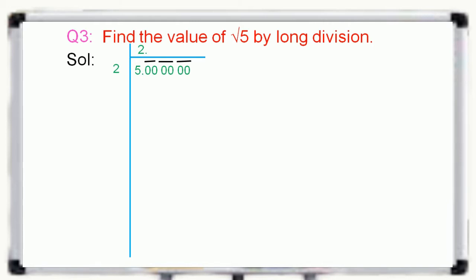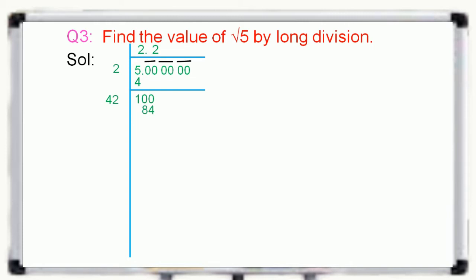After subtracting, you get 1. By taking two zeros, that is 100. Now you have the second rule, that is add divisor and quotient. 2 plus 2 is equal to 4. By taking quotient as 2, you have to put 2 beside the divisor. Now the new divisor is 42. 42 into 2 is equal to 84. After subtracting, you get 1600.